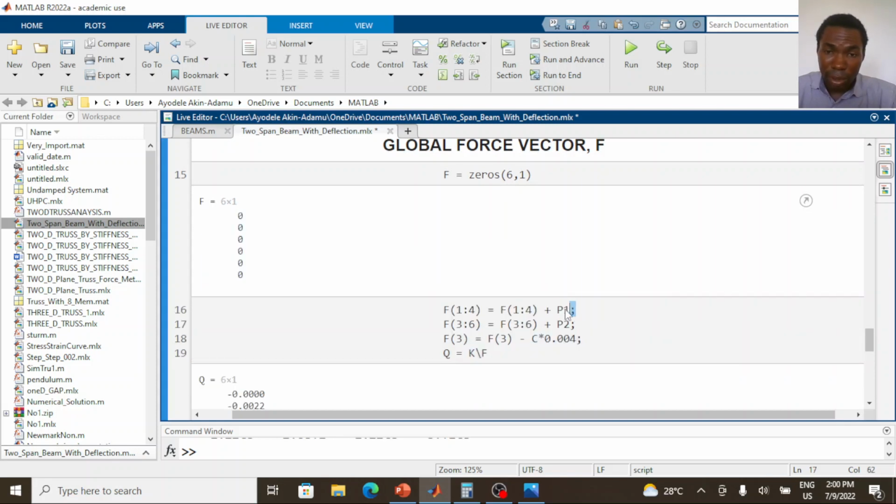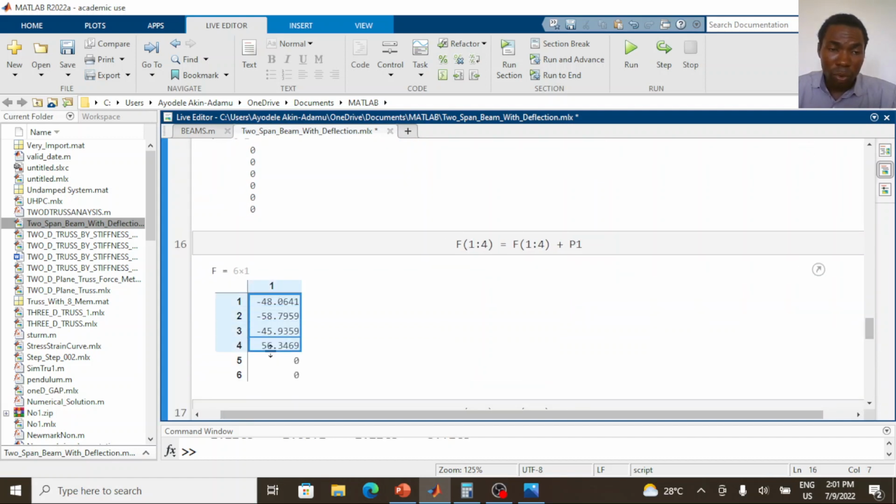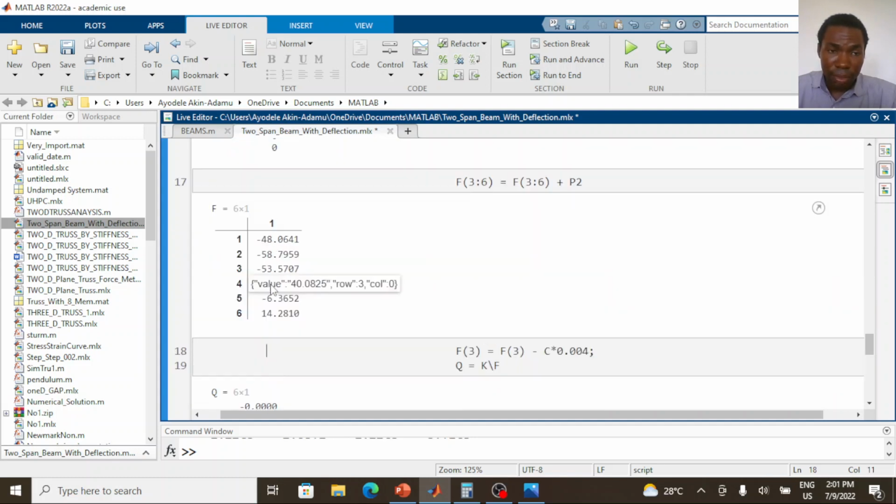So I'm going to add P1 and P2 to the vector. P1 goes at positions 1 to 4, because for finite element 1, the degrees of freedom attached are 1, 2, 3, 4. P2 goes at 3 to 6, which means 3, 4, 5, 6. So P2 is added at 3, 4, 5, 6 of this vector. Once this is run, this is what we have. See P1 added to the 1, 2, 3, 4 of F, and P2 added to 3, 4, 5, 6 of F. So this is our global force vector.